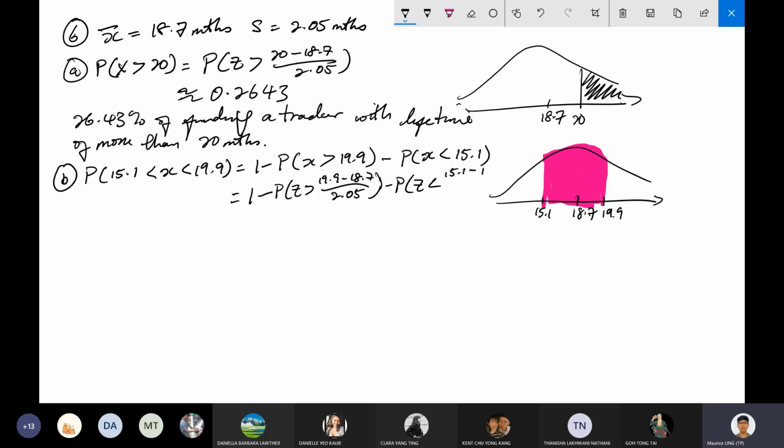15.1 minus 18.7 over 2.05. Okay, so you work it out. This will be 0.2776. So here is 0.2776 minus 0.0392. So here is 0.0392.